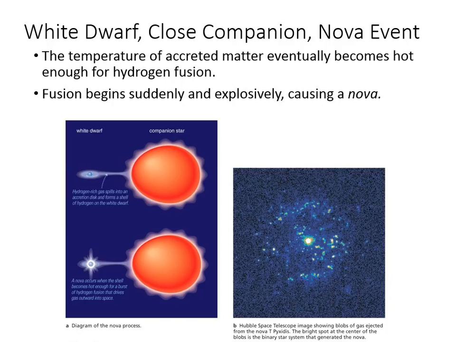So a nova is different than a supernova. A nova is just this. A supernova entirely blows up. And the one we talked about, what entirely blows up is a massive star. A nova is this. So actually, a nova can reoccur.